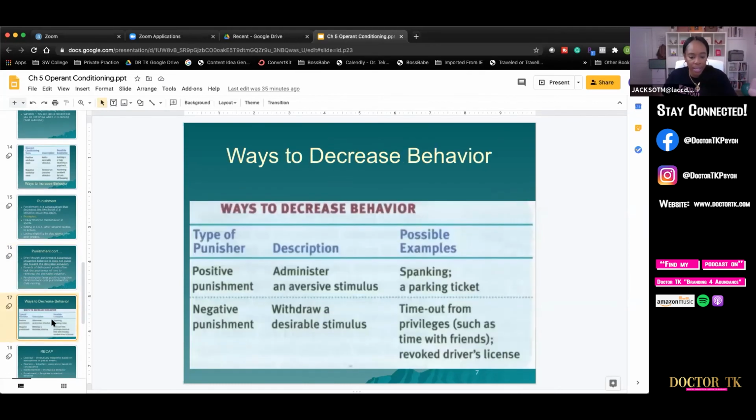Okay, so just to give you some examples again of different types of punishment, because there are different types of punishment as well, like positive and negative. Positive would be administering an aversive stimulus, such as a spanking or, for an adult, a parking ticket. So something is added for you to not do that anymore, right? But negative punishment is when they withdraw a desirable stimulus. That would be like a timeout.